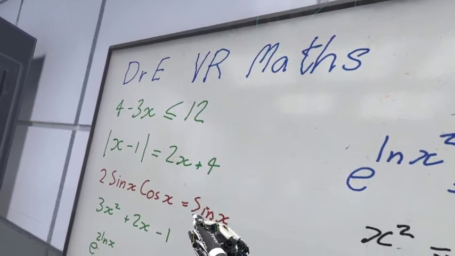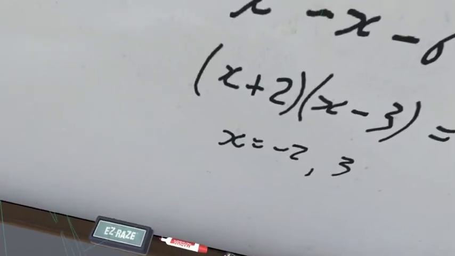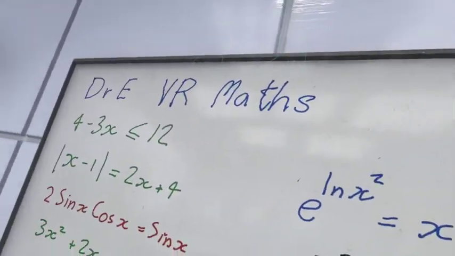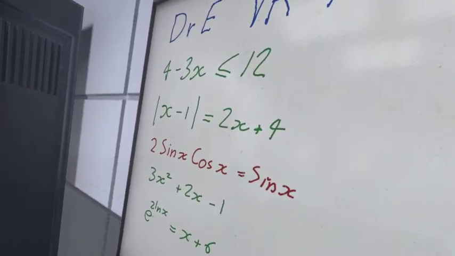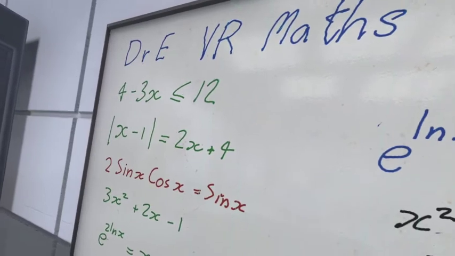So this is just looking at a few questions from the 2019 paper, where you've got to think in terms of algebra. And again, I'm recognising you've got logs there and you've got trig there.